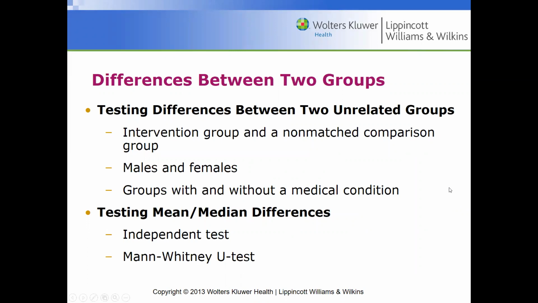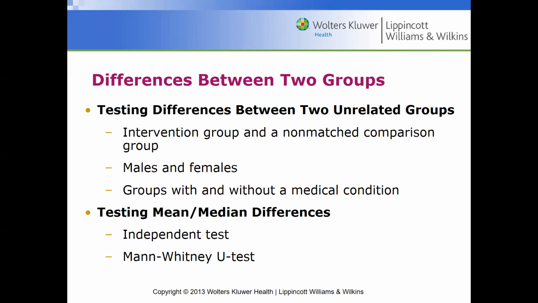So in using a t-test or a Mann Whitney U test, we're going to be testing differences between two unrelated groups. So an intervention group and a non-matched comparison group. We might be looking at differences between males and females. We might be looking at groups with and without a certain medical condition. So if we're looking at differences between these groups, then you would use this type of test.